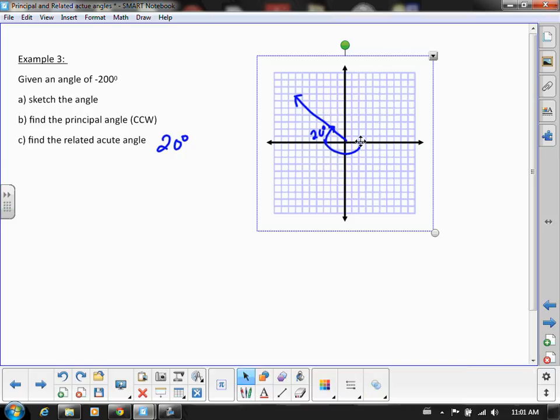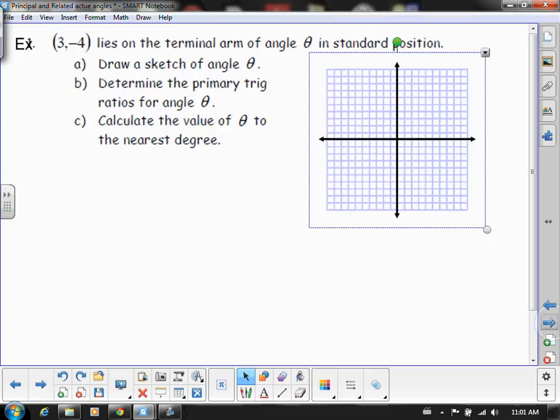Now our principal angle, remember by definition, is between 0 and 360. So that's this red value that I have right here. That's why I did the acute angle first. Because if I go all the way to here, that's 180 degrees. But I haven't. I've gone 20 degrees shy of that. So that means our principal angle has to be 160. And if you'll notice that 200 and 160, they combine to give you 360. That's not a coincidence. It's because you're doing a coterminal angle for that particular example.